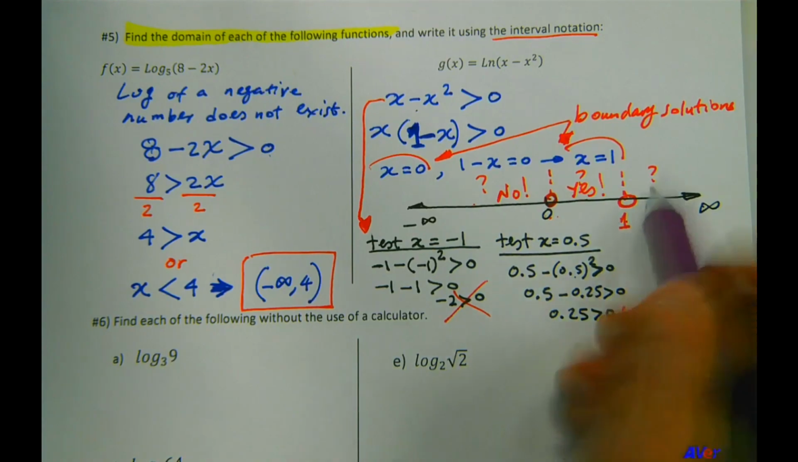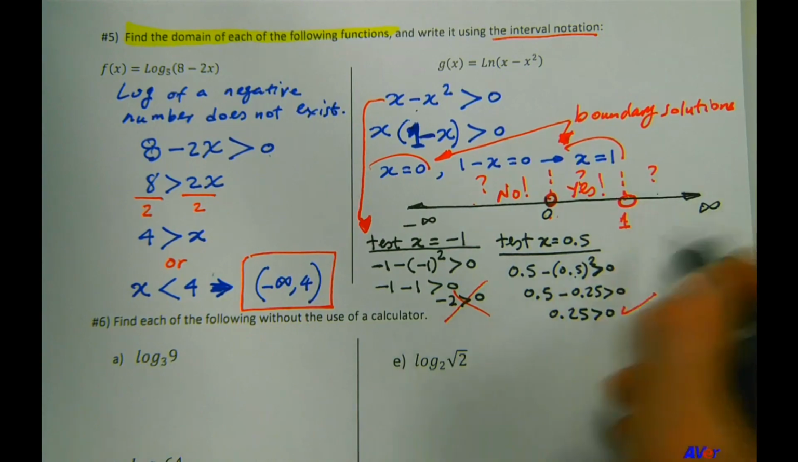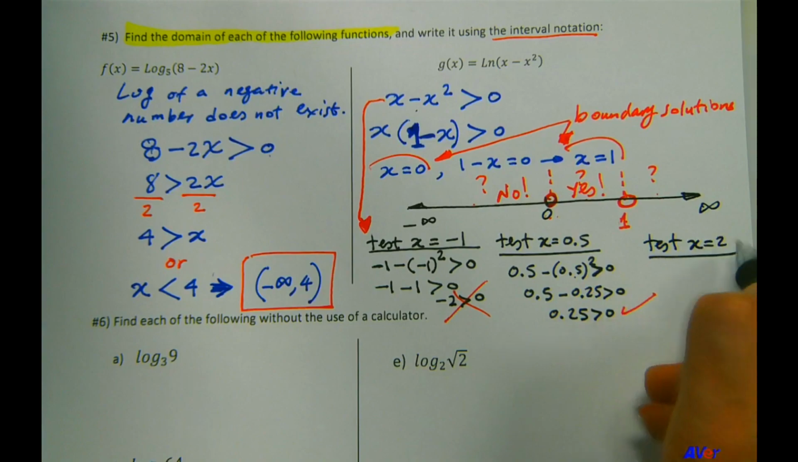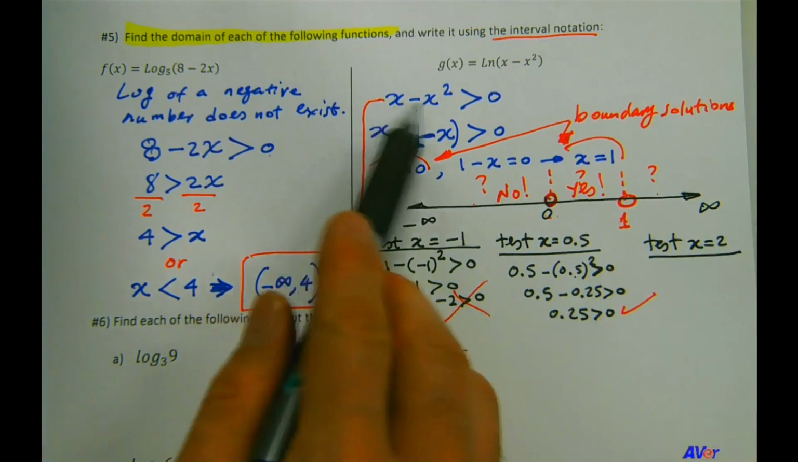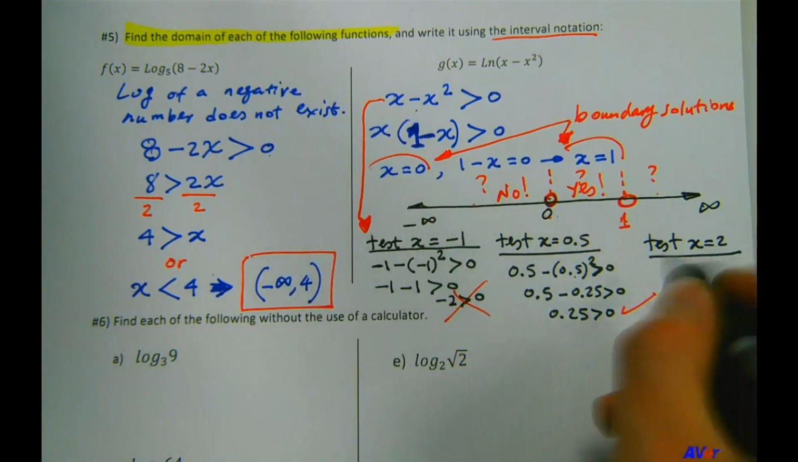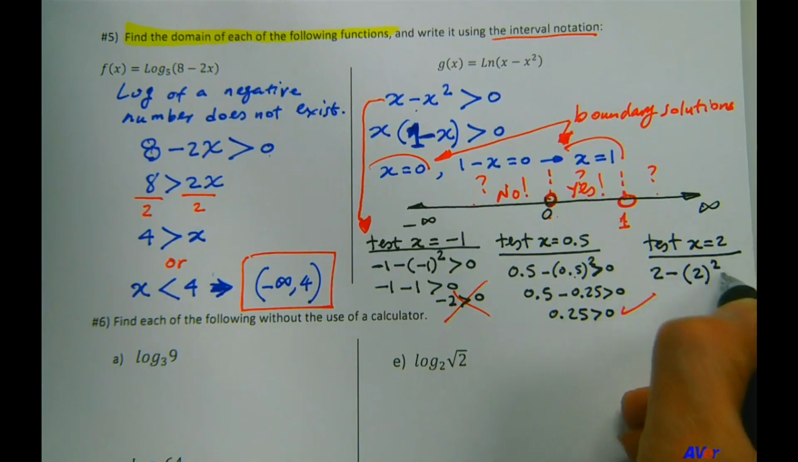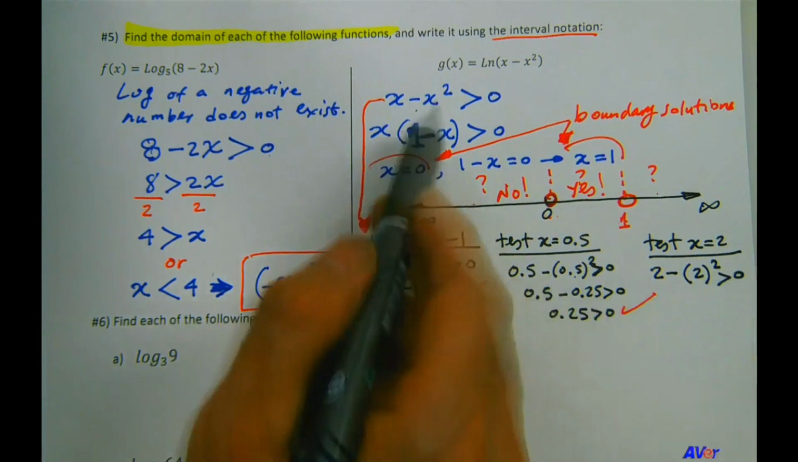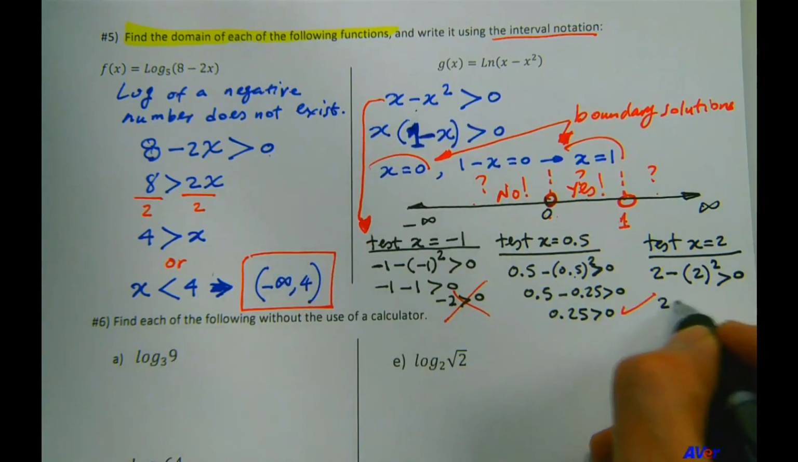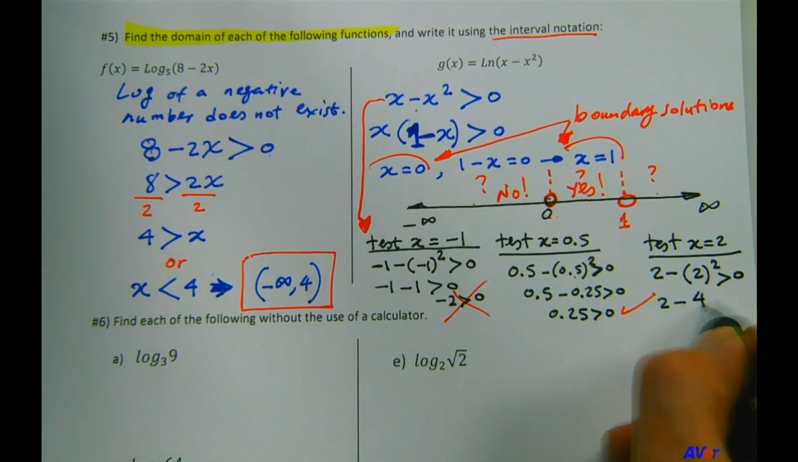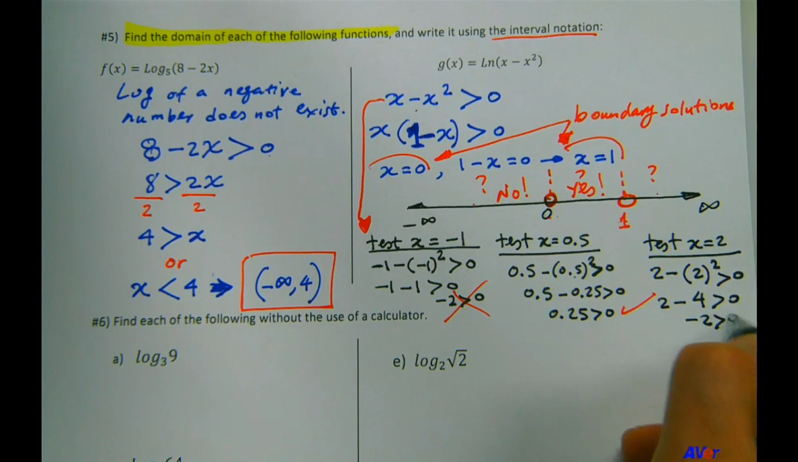Let's test the number in this region. So let's say 2. Test x equals 2. We're going to plug into this inequality to see if the inequality is valid or not. So 2 minus 2 squared greater than 0. We're testing this. 2 squared is 4, so 2 minus 4 is minus 2, greater than 0. Is that a valid result? No. Minus 2 is not greater than 0.